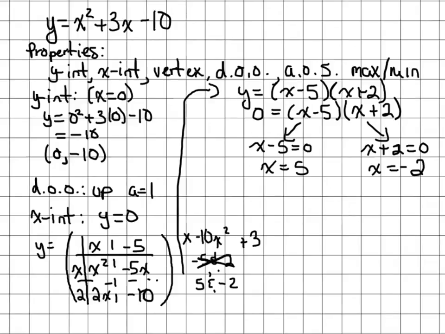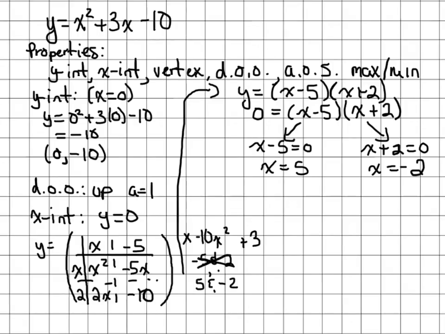So if I substitute in 5 here, 5 minus 5 is 0. 0 times 7 is 0, so that works. Or if I substitute in negative 2, negative 2 minus 5 is negative 7, and negative 2 plus 2 is 0, so negative 7 times 0 is 0, and that works.